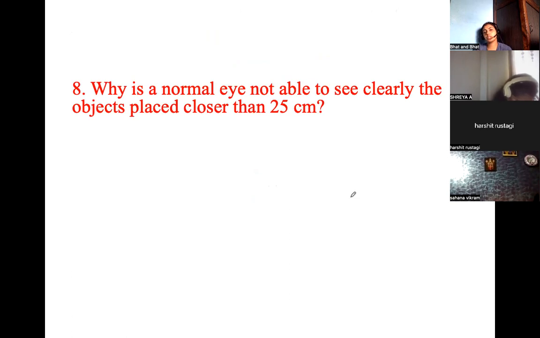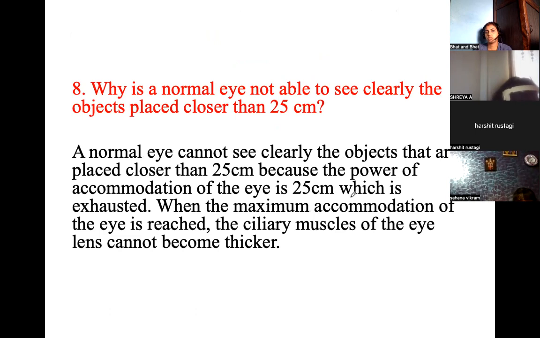Why is a normal eye not able to see clearly the objects placed closer than 25 centimeter? What is the reason? A normal eye cannot see clearly the objects that are placed closer than 25 centimeter because the power of accommodation will be how much? Of 25 centimeter. Understood this?